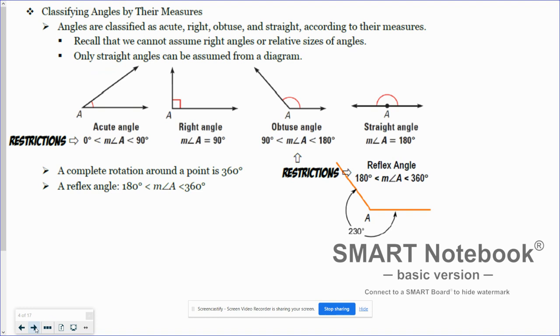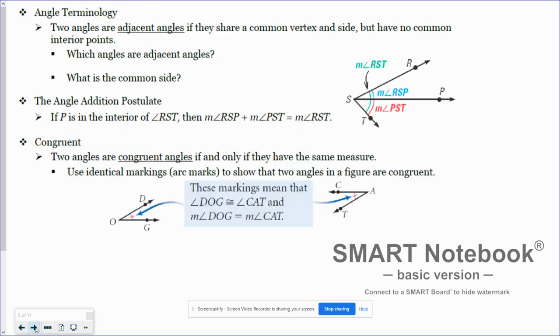Anytime you encounter a restrictions problem, you'll want to look at this page in your notes to get those inequalities or equations, but namely the restrictions problems use the inequalities. Two angles are adjacent angles if they share a common vertex inside but have no common interior points. In the diagram to the right, angle RSP and angle PST are adjacent angles. Their common side is the ray SP.